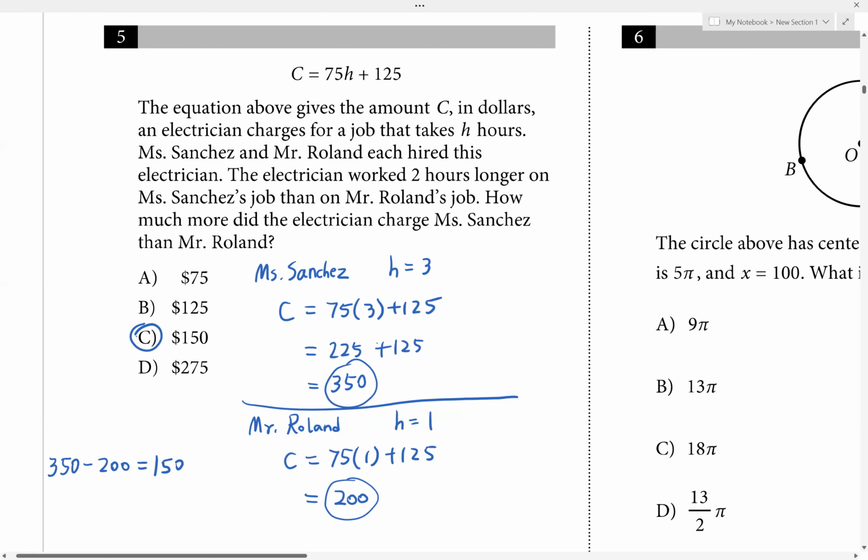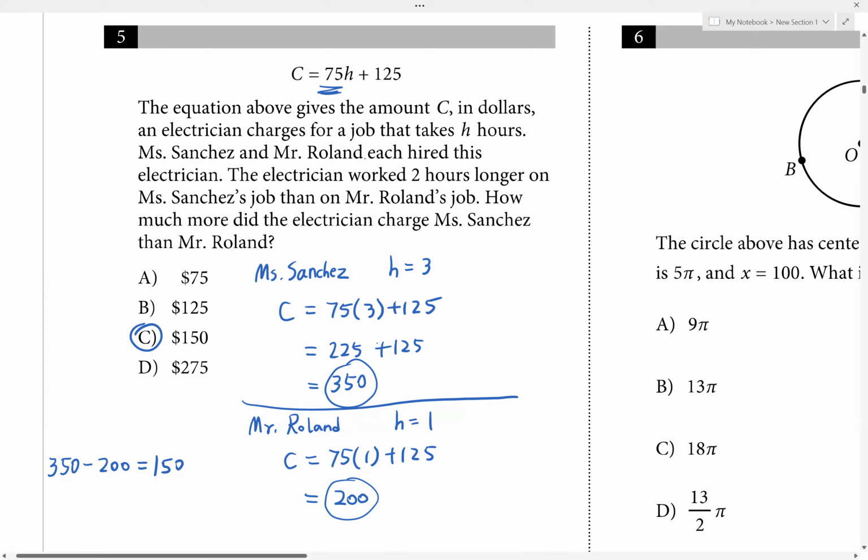Okay, and if you think about this, 150 should make sense because it's 2 hours of work. And if you look at the equation, 75 is our slope. So that means for each additional hour, the cost will increase by 75. So if you have 2 more hours, then 2 times 75 is 150. Okay, so that makes sense. So you can also think of it like that.